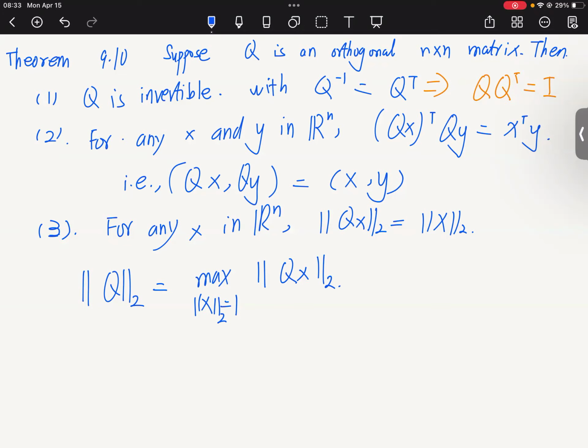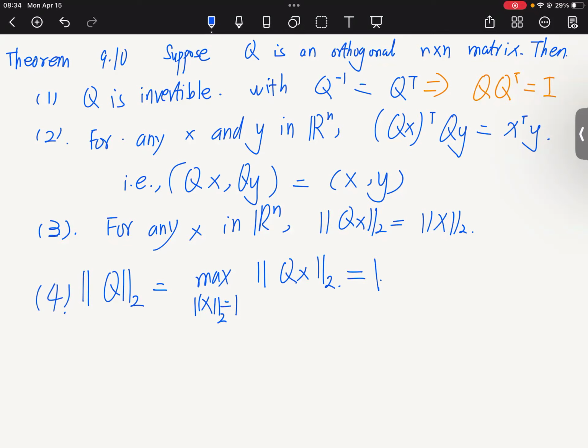So this is some property when we define the matrix 2 norm. You are taking the maximum among all the unit vectors for this norm. And this one is just the norm of QX, and the 2 norm equals the 2 norm of X, which equals 1. So here the Q 2 norm is just 1. And these are all the properties we get for the orthogonal matrix. Okay, good.